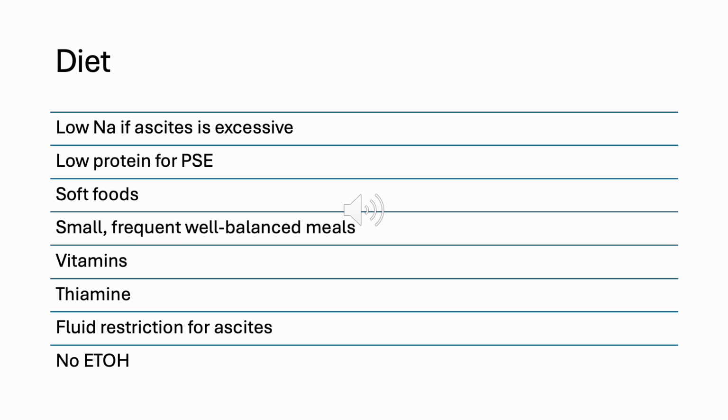Small, frequent, well-balanced meals, vitamins, fat-soluble and B vitamins, especially thiamine. Thiamine prevents a condition called Wernicke's encephalopathy, and it's due to a lack of thiamine. And we'll talk about that a little bit more at the end of the semester when we talk about substance abuse. Fluid restriction for ascites, and no alcohol.